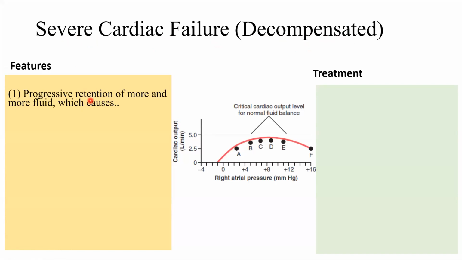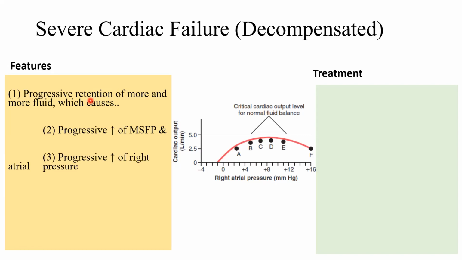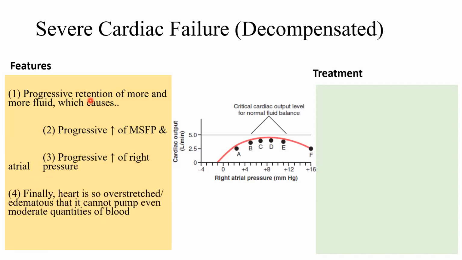In this, a failing heart, together with kidneys, is progressive. The word progressive means it increases in degree with the passage of time, and retains more and more fluid. And this causes the MSFP to increase progressively. And then there's a progressive increase in right atrial pressure. And eventually, the heart becomes so stretched and or edematous that it cannot even maintain a low cardiac output or a minimum decent cardiac output. And then it fails completely, which leads to death.